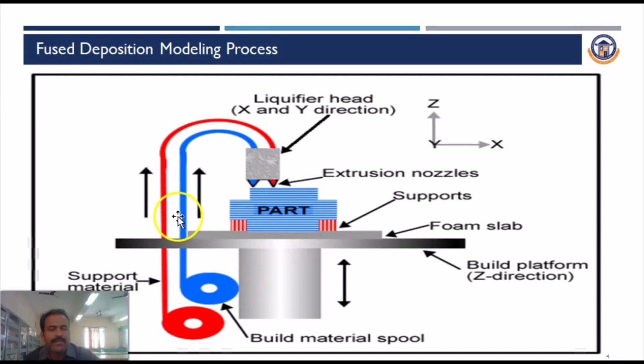Then the supply material is supplied through the liquefier head. The next layer is formed. Then the cycle is repeated. Once the entire product is developed, the process continues. Once the full prototype is completed, the machine is switched off. This is the process of fusion deposition modeling.